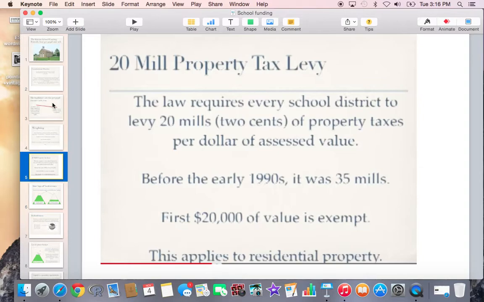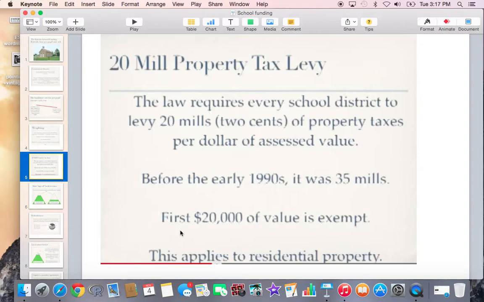So this was a major cut in the property tax levy, but it was offset by more money coming from state general revenues. Now, the first $20,000 of value of property is exempt, so that a less expensive piece of property may not be taxed at all, or it may be taxed at a lower rate. So a $40,000 house would only be taxed for $20,000, because you'd take the first $20,000 and deduct it, and you only have a remainder of $20,000 that the tax would be placed upon. And this is for residential property.